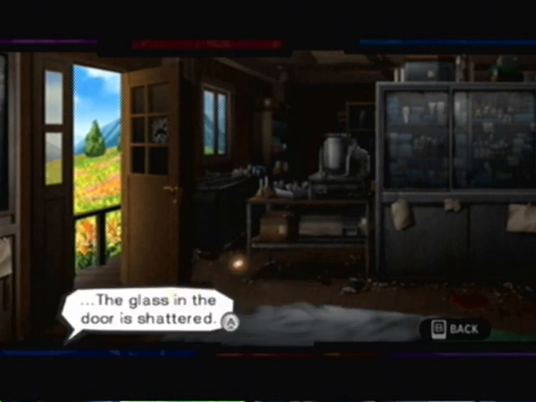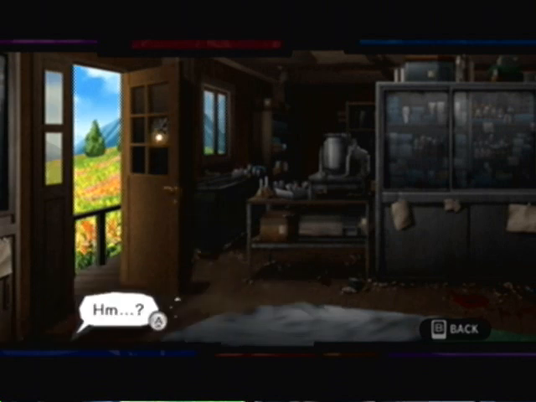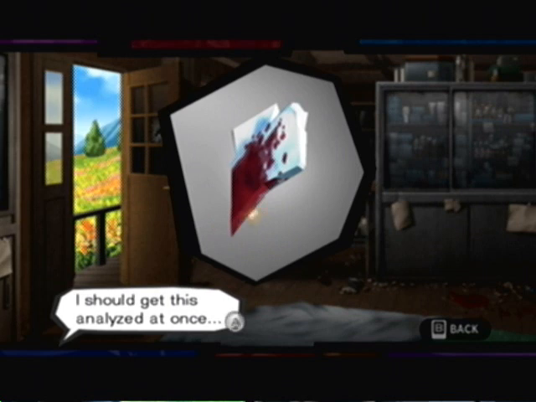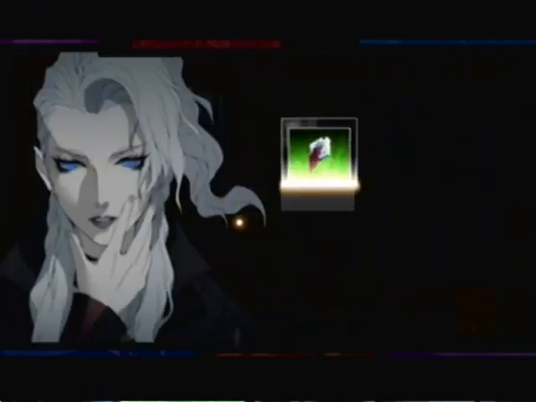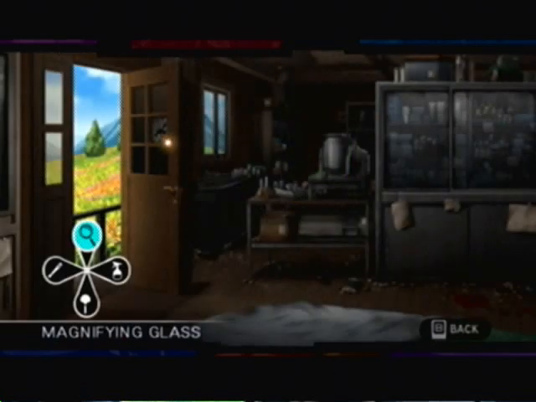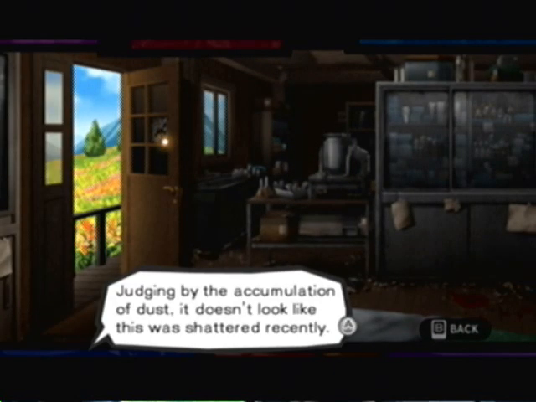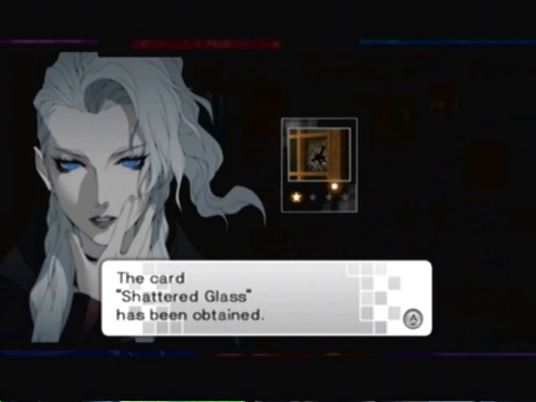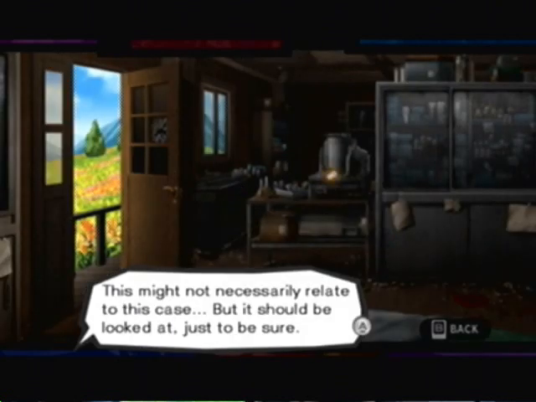The glass in the door is shattered. This is a bloodstain. Could this be related to the case? I should get this analyzed at once. Judging by the accumulation of dust, it doesn't look like this was shattered recently. This might not necessarily relate to this case, but it should be looked at, just to be sure.